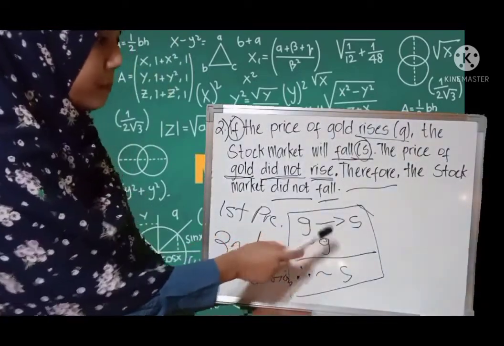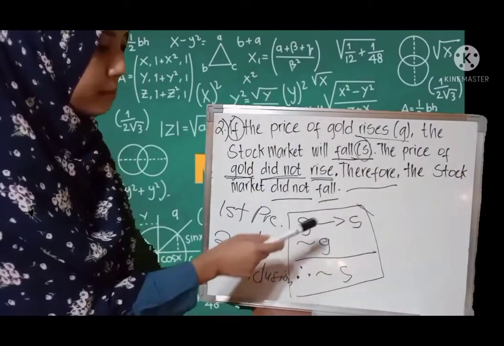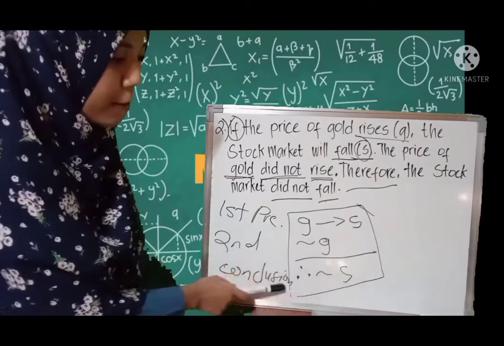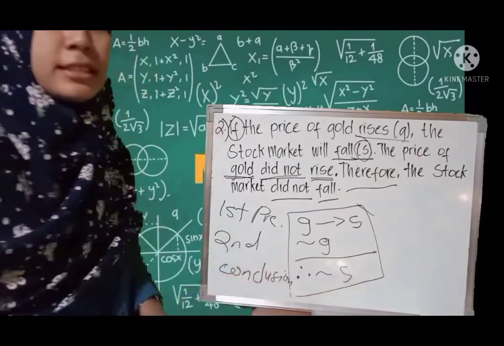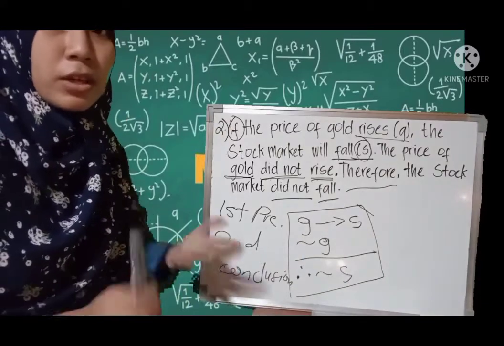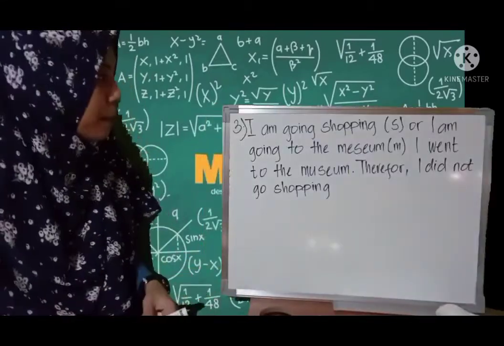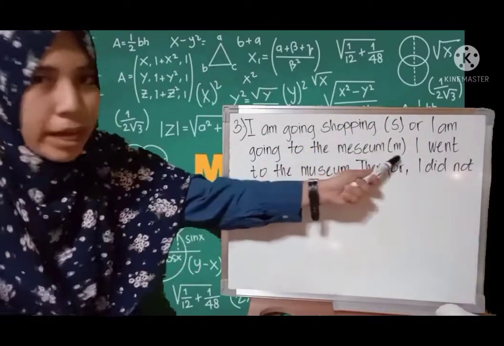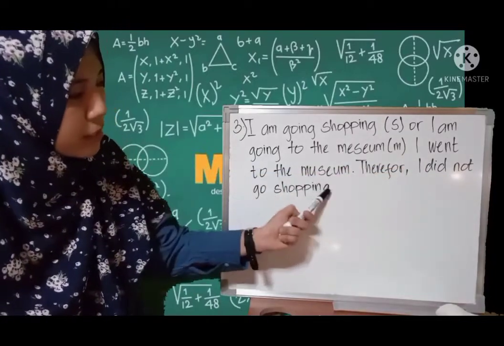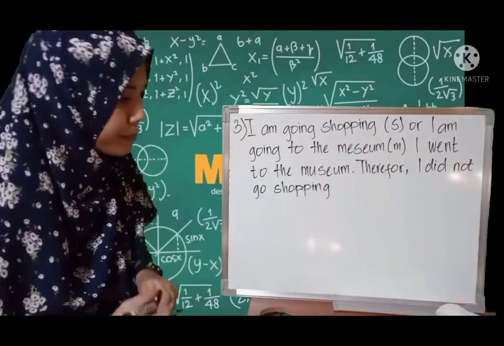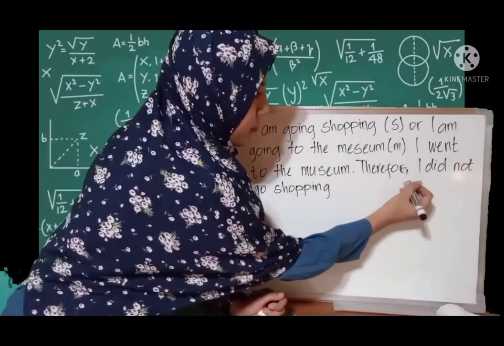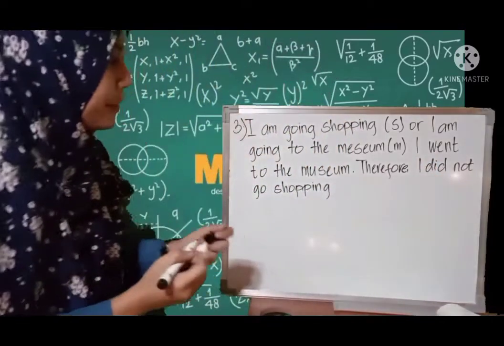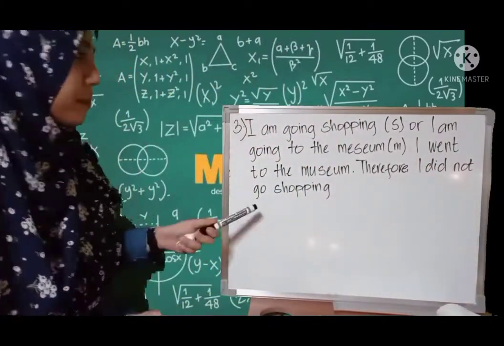G, if S, negation G, therefore, not S. Ganun lang ang pagbasa nito. So, sa number 3 example is, I am going shopping or I am going to the museum. I went to the museum, therefore, I did not go shopping.